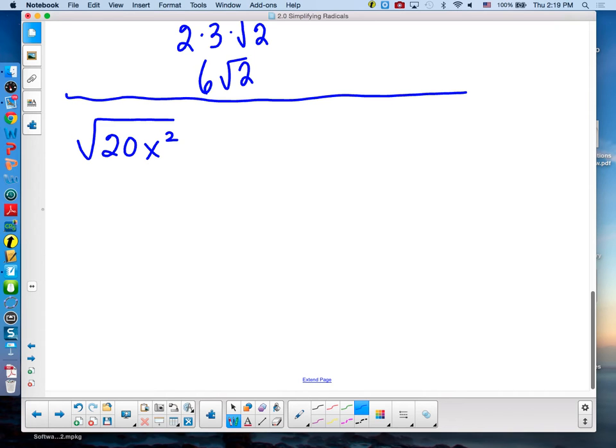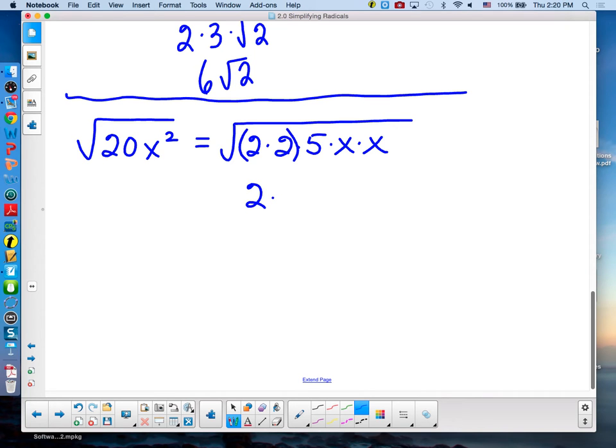Now, how would you factor x squared? X times x. So if you have 2 times 2 times 5 times x times x, right? 20x squared factored out. So your partners, there's a pair of 2s. There's a pair of x's, which will come out as x. And there's a 5 that can't be simplified. So we get 2x times the square root of 5.